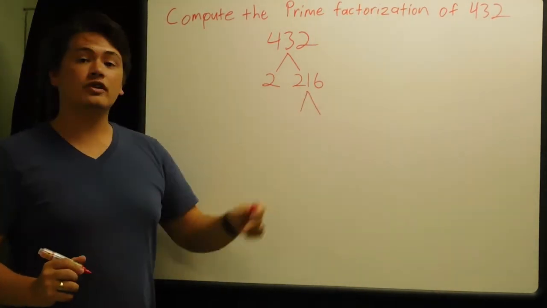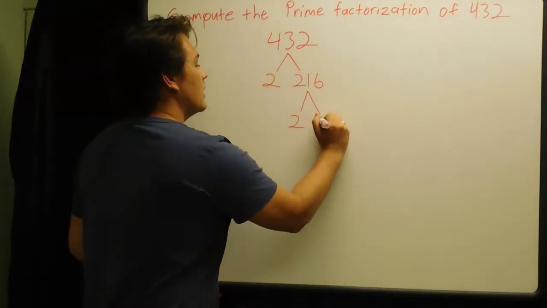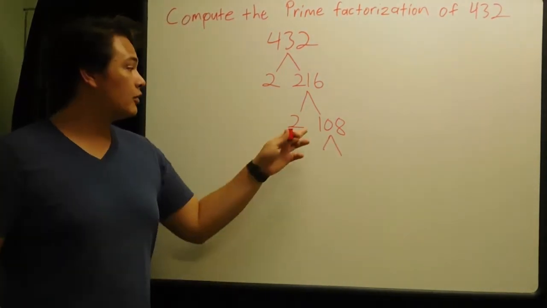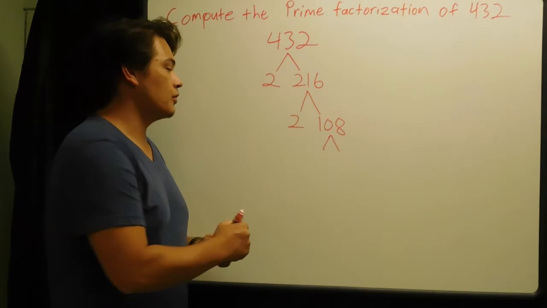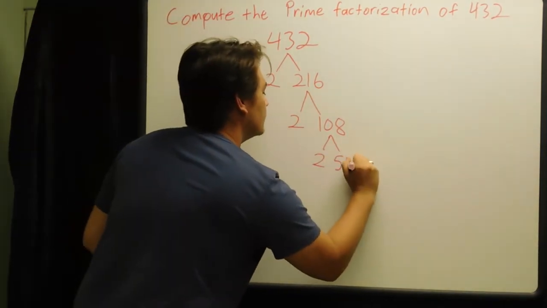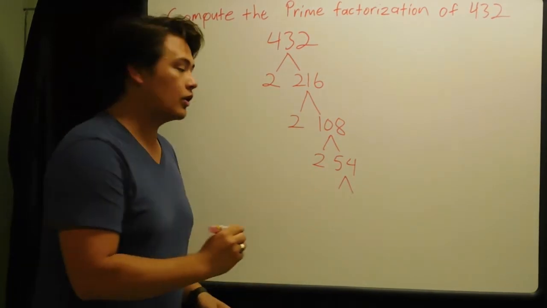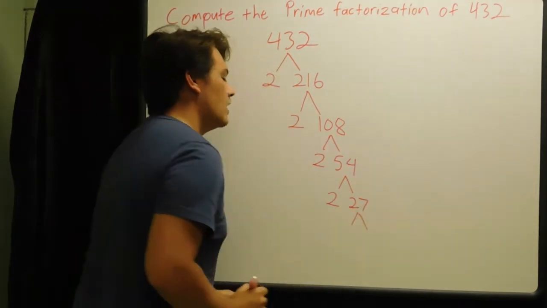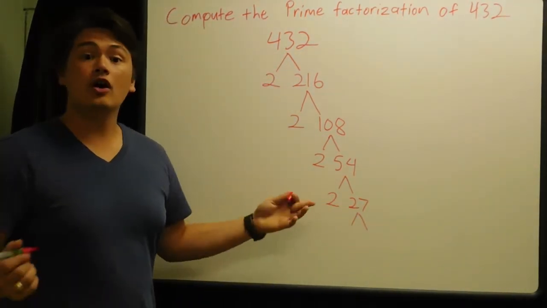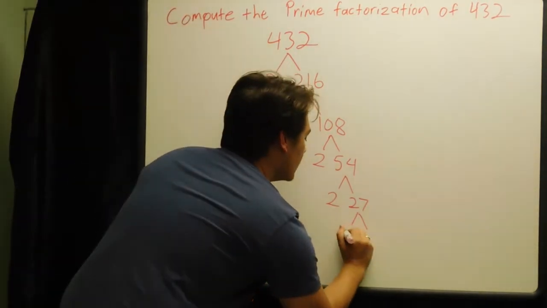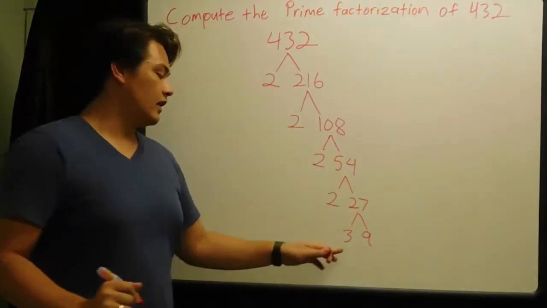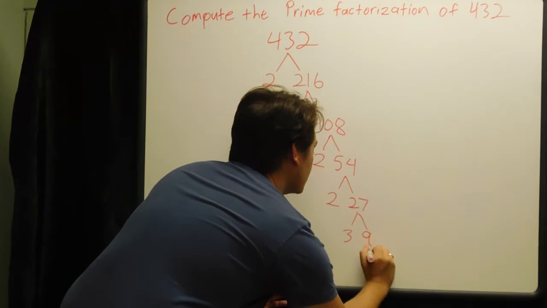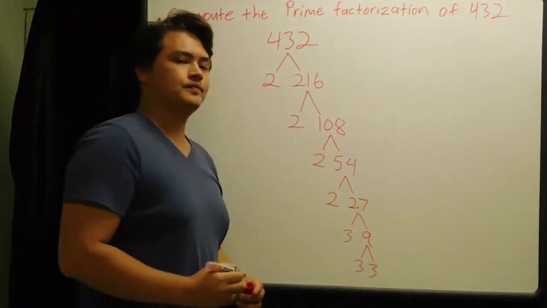So we're going to break down 216 into 2 and 108. Then we're going to break down 108, which is going to be 2 and 54. And let's break down 54, which is going to be 2 and 27. Now, can 27 be divided by 2? No, but it can be divided by 3. 3 and 9. Can 3 be broken down any further? No, it can't. But 9 can. 9 can be broken down into 3 and 3. So there it is.